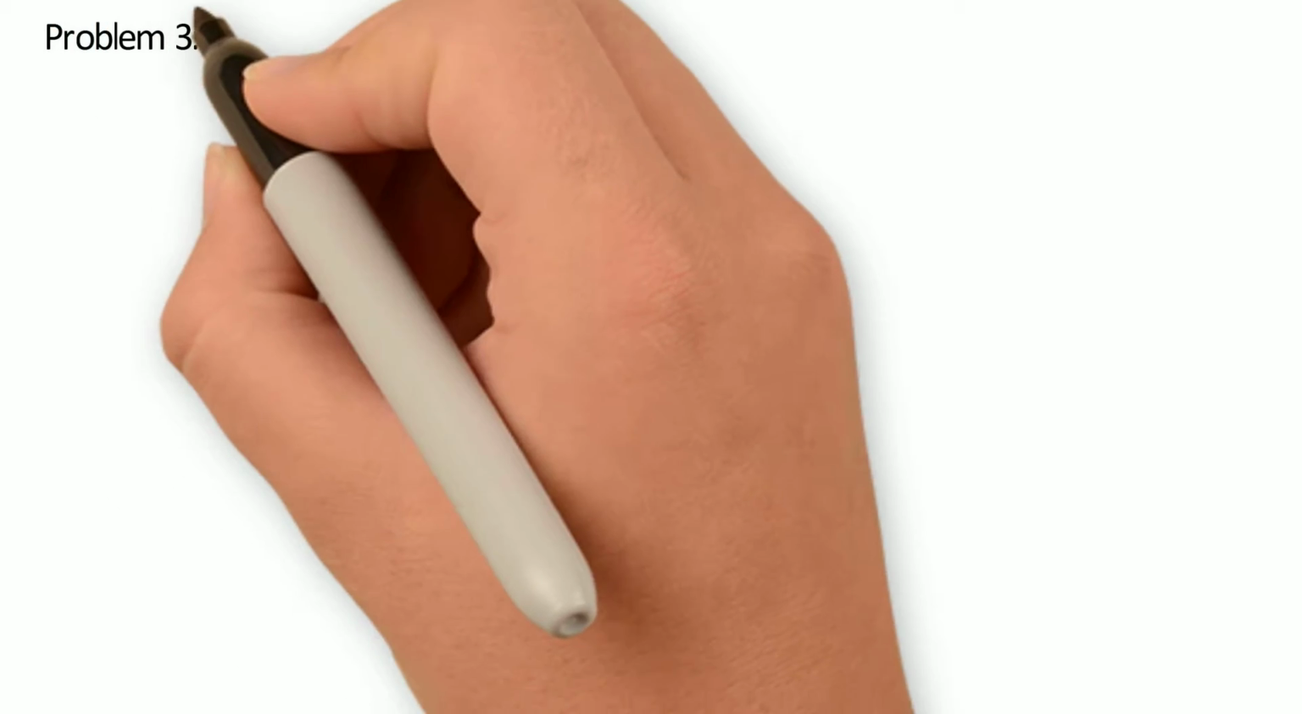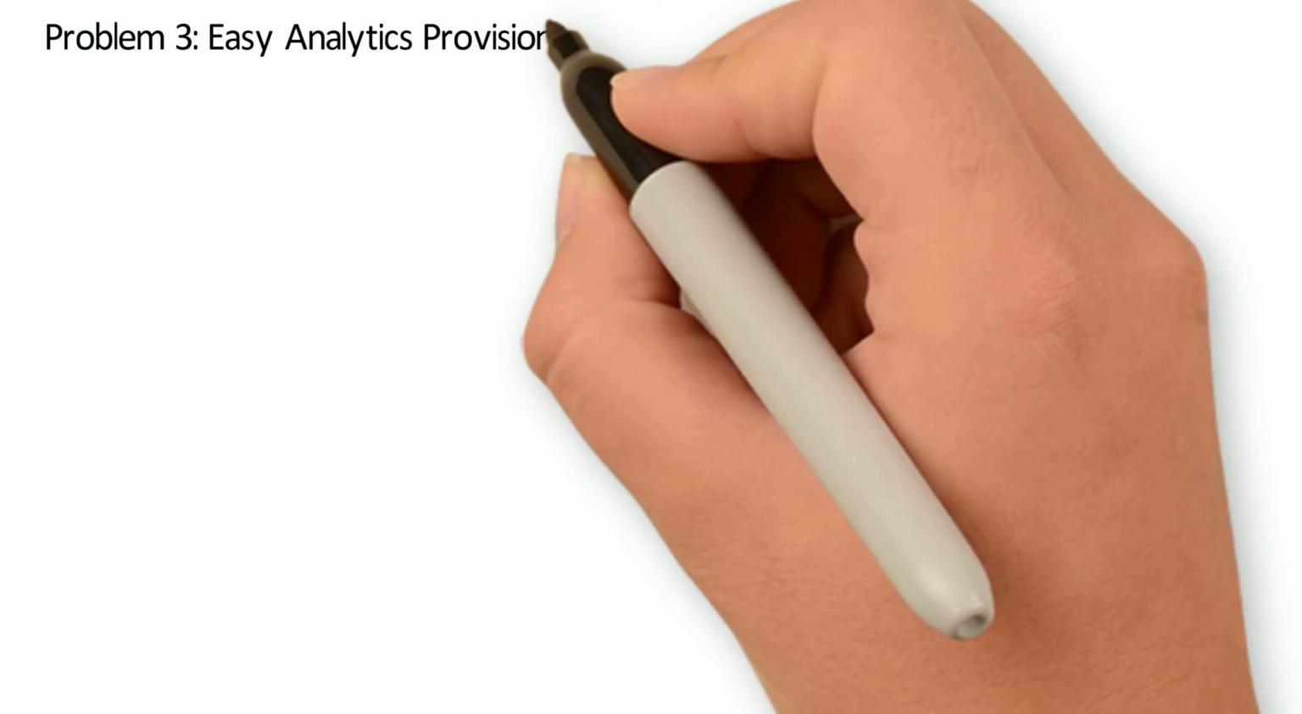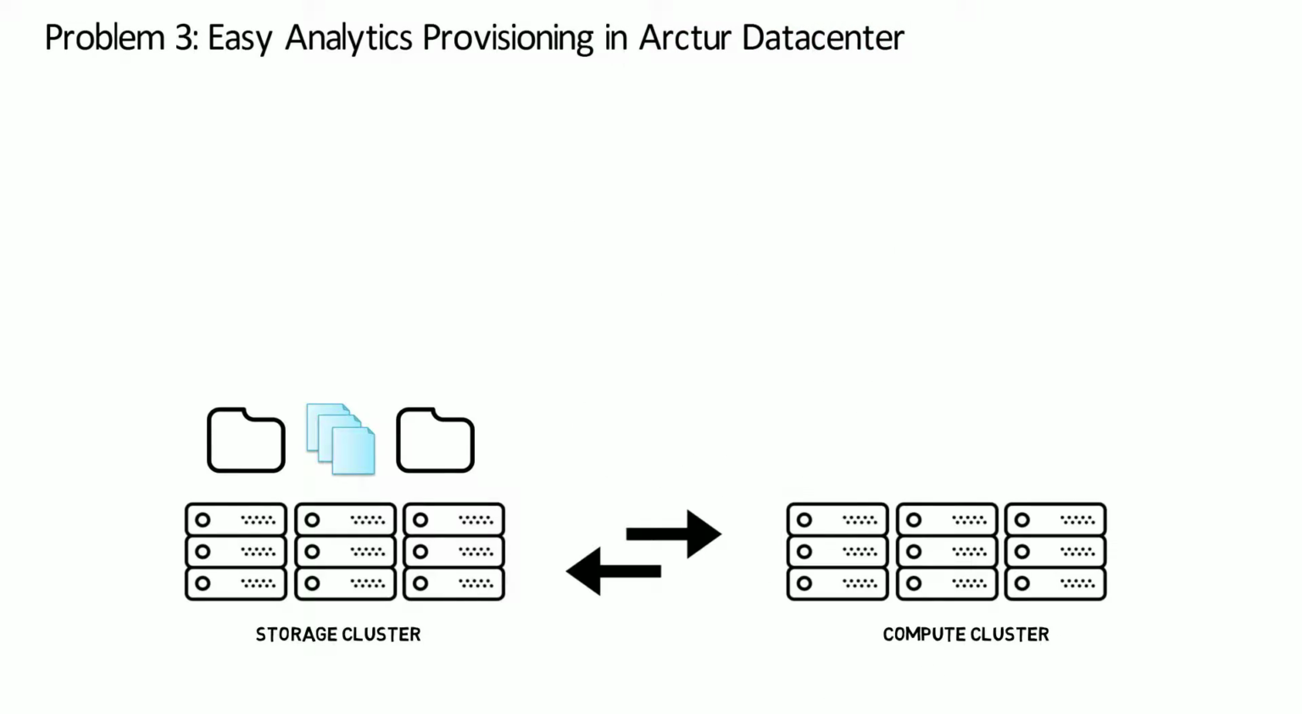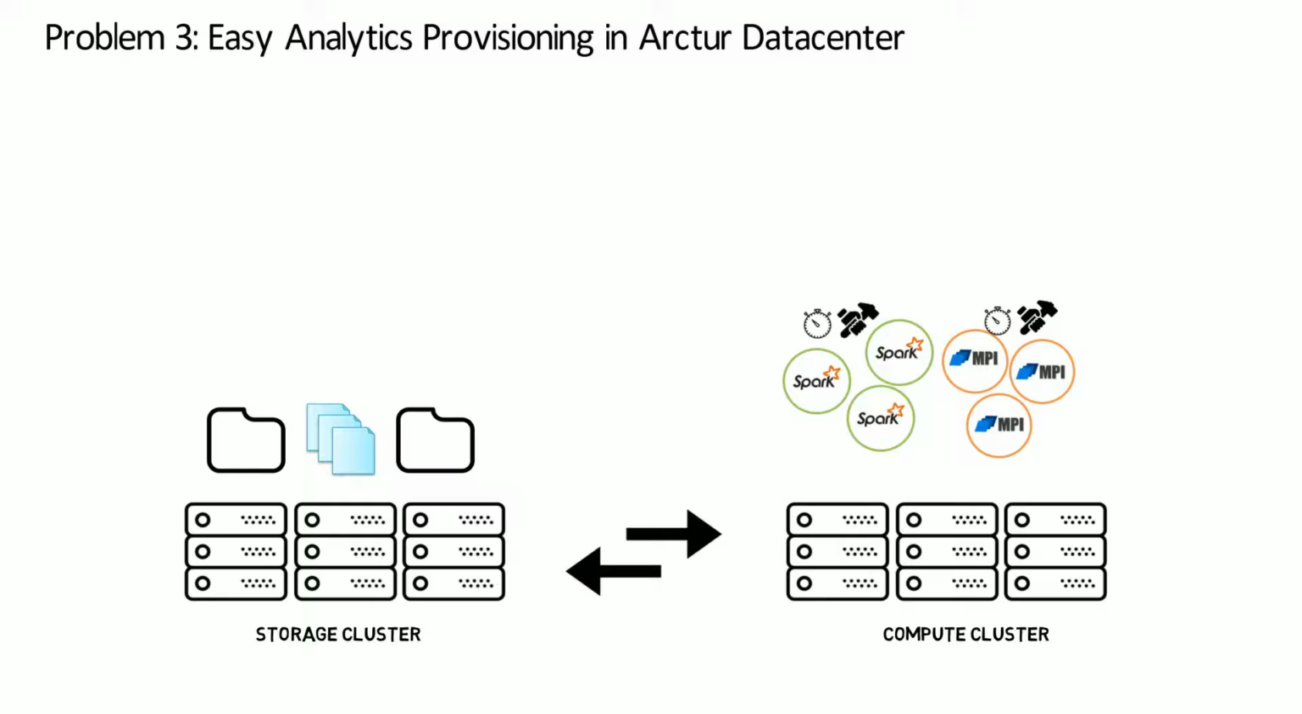Problem 3. Provisioning of virtualized analytics applications. Arctur is a Slovenian data center that provides cloud services and hosting to companies and organizations. One of their most recent activities is to provision analytics applications for their customers, and even for their own internal use. Deploying and configuring analytics applications is an arduous task.